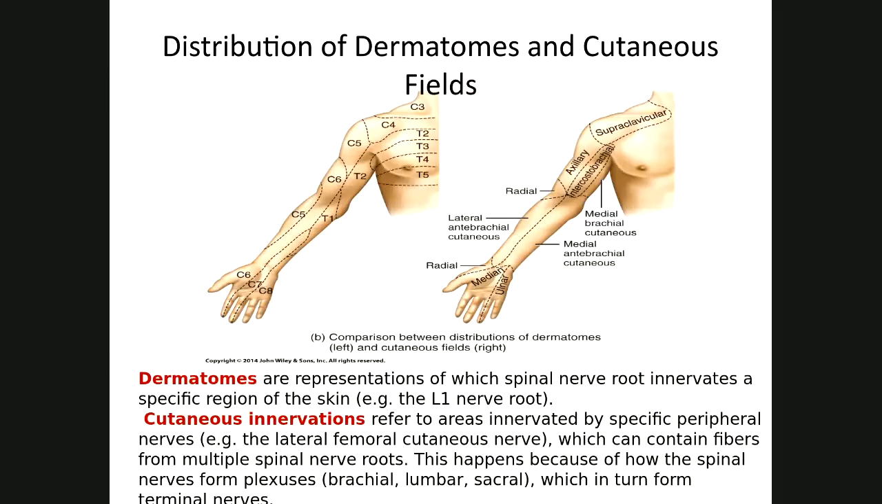So we can see here a mapping in the upper extremity. These are the regions of the upper limb supplied by dermatomes, which include the dermatomes of C5, C6, C7, C8, T1, and T2. This represents the area of the spinal nerve root which innervates this specific region. Cutaneous innervation means that we're talking about the same area, but this area is innervated by a specific cutaneous nerve.